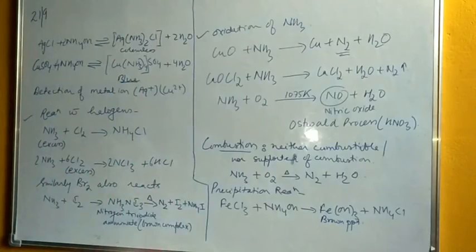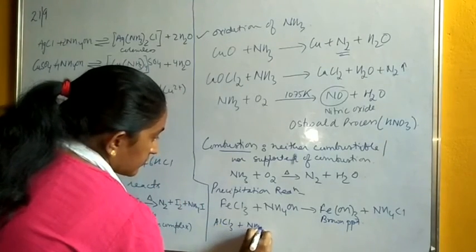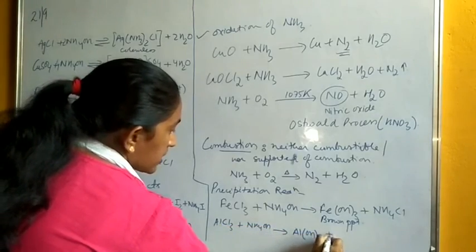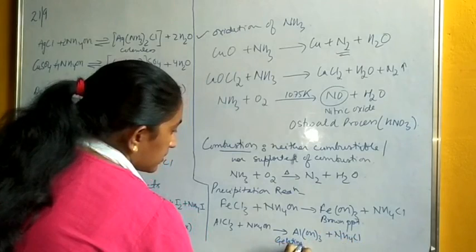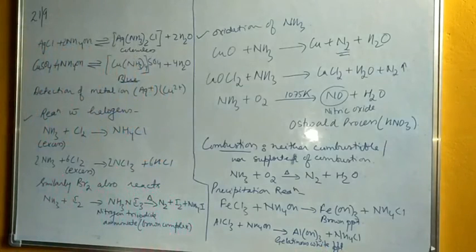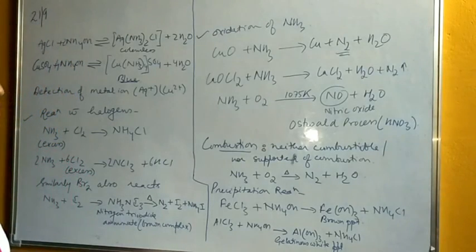Right? In the same way, we can have the precipitation reaction with the aluminium salt also, AlCl3. So it will form the aluminium hydroxide, which is a gelatinous white precipitate. So similarly, chromium chloride, when it reacts with the liquid ammonia, will form the green precipitate of chromium hydroxide.